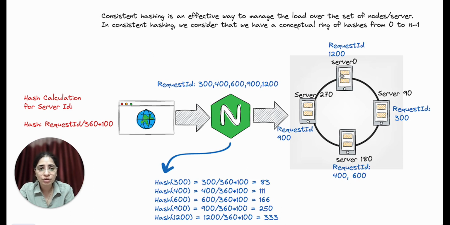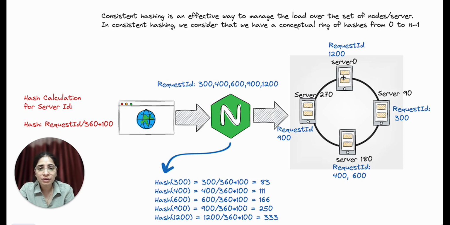So server 0 is equivalent to 360, because we have the angles from 0 to 360. That's why we have the naming convention like this. Now 333 will be in between 270 and 360, so it will be going on to server number 0.